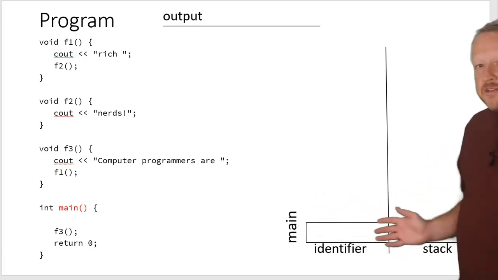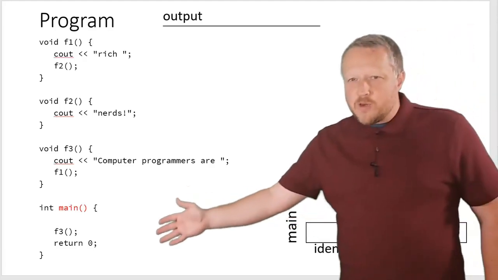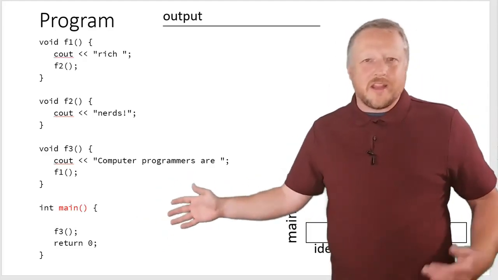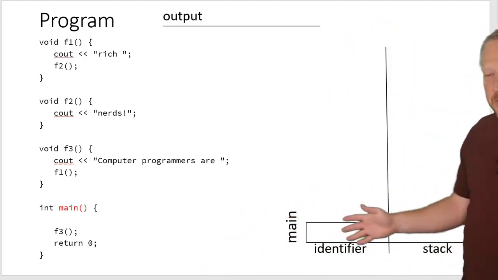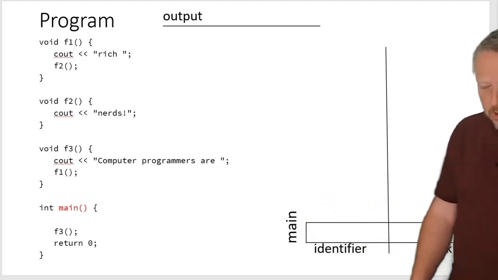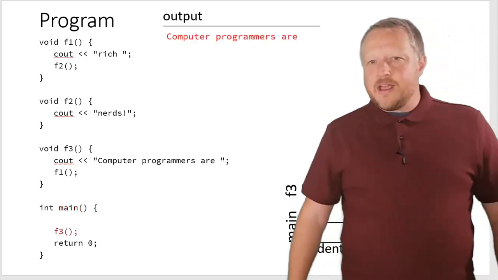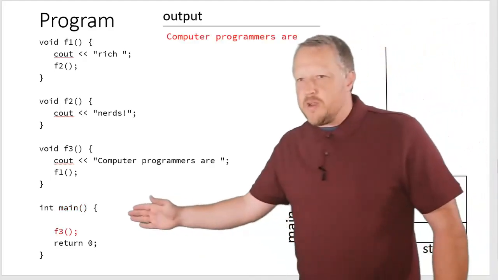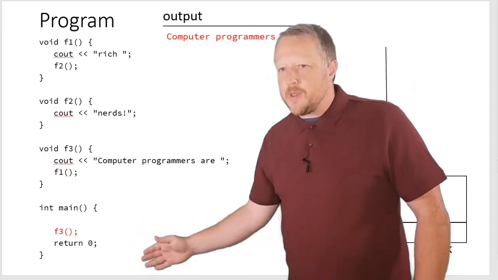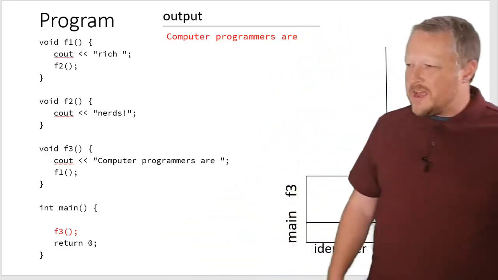Now, again, this is empty here because notice in the main, we're not creating any variables. We're not doing anything crazy really. So the main, the call gets put onto the stack. Then after that, because we're in main, we're going to start going from top to bottom of that function. We're going to go ahead and call F3.